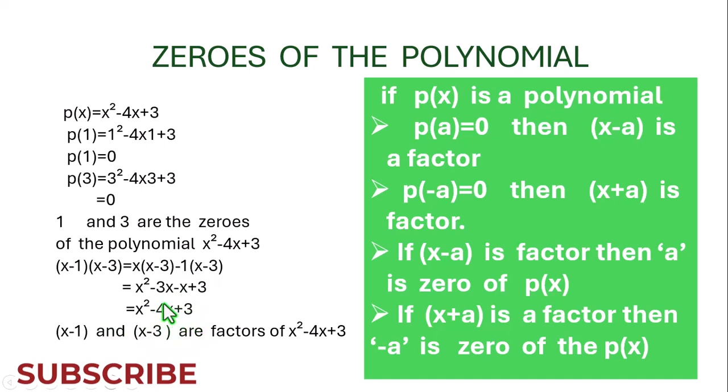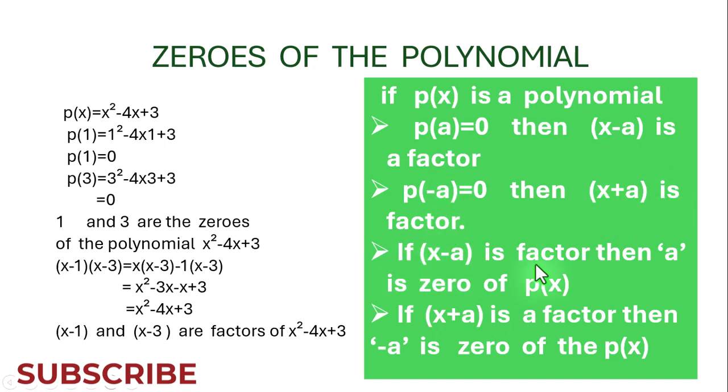This is the polynomial. So the left hand side is the product of factors x minus 1 and x minus 3. So x minus 1 and x minus 3 are factors of x square minus 4x plus 3. Conclusion: if p of x is a polynomial and p of a is equal to 0, then x minus a is a factor. P of 1 is equal to 0, then x minus 1 is the factor. P of 3 is equal to 0, then x minus 3 is the factor. P of minus a is equal to 0, then x plus a is the factor. If positive, then x minus a is a factor; if negative, x plus a is a factor.